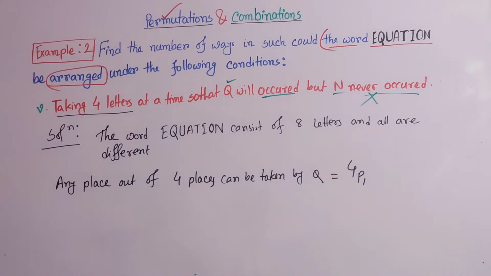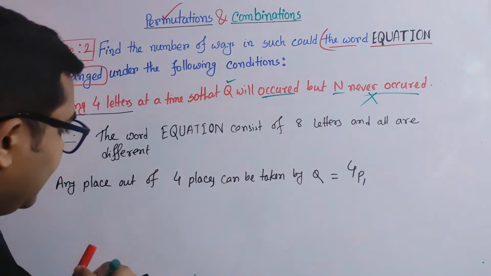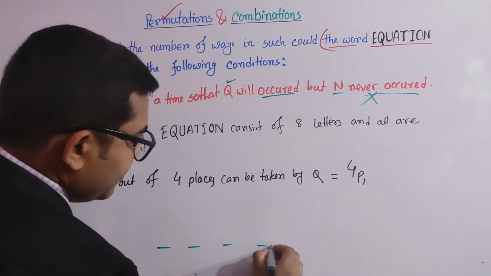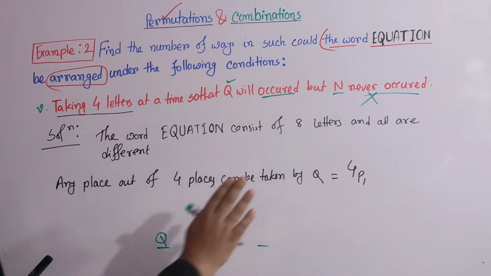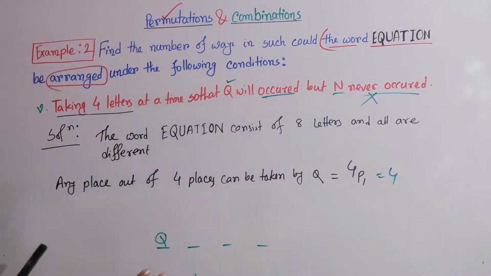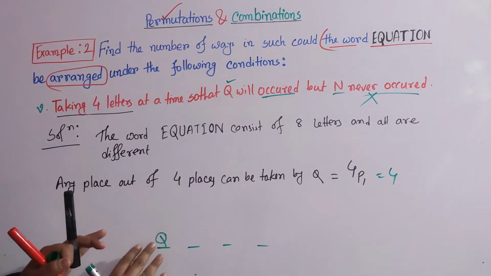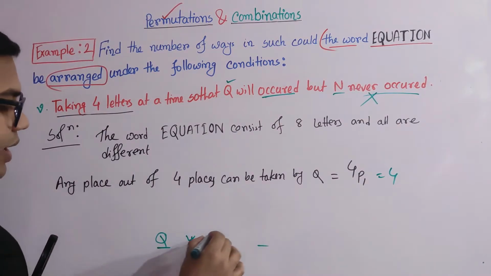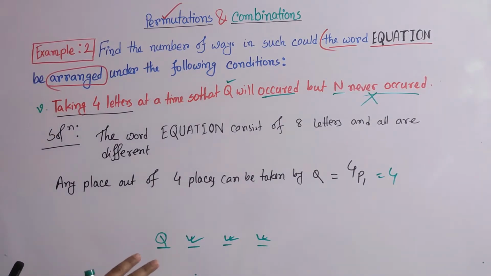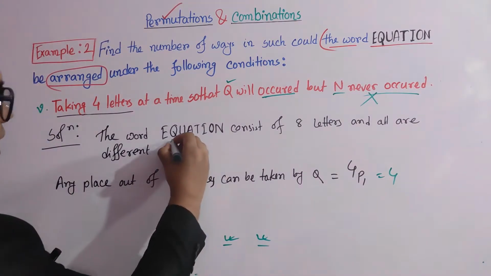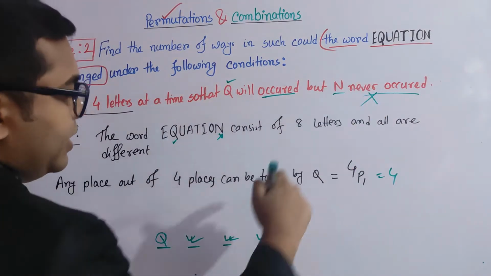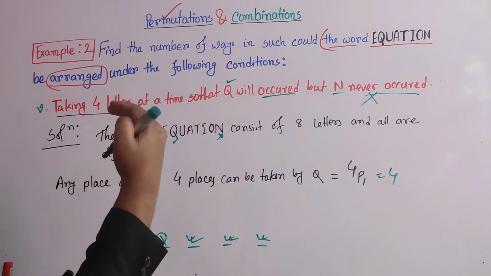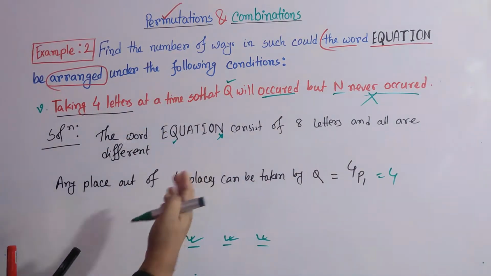So here say our 4 places, and say for example Q was staying at this place, though it has all 4 options, but we can think that okay, Q will stay here. So our rest 3 places were available, and in these 3 places how many options do we have? Here Q is already coming here, but N cannot occur, so N is the option which I have to remove first. So how many options do we have?